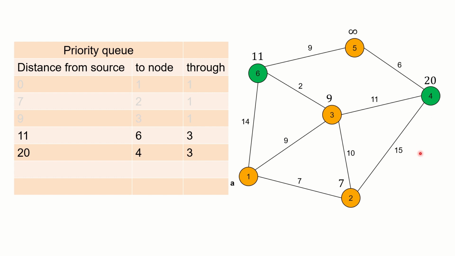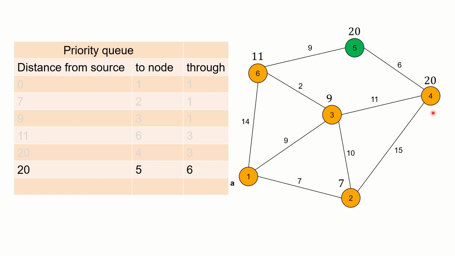Next, we explore the top element of the queue, the node 6, and then we remove it from the queue. Node 6 has one unvisited neighbor, node 5. Through node 6, we can reach node 5 with a total distance of 20, which is less than infinity, hence we update node 5.